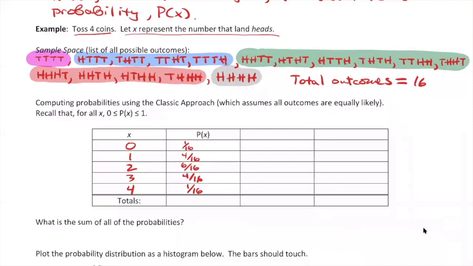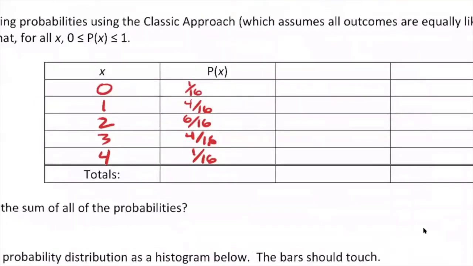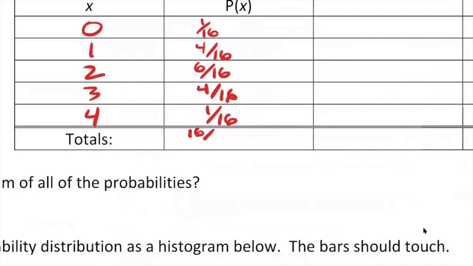Now, when you list all the probabilities, you're describing how the probability is distributed among the outcomes. So again, that's a probability distribution. What do you think those probabilities add up to? Anybody? Yeah, 16 out of 16, which is 1. So the total is 16 out of 16, which is 1, and 1 is the same thing as 100%.